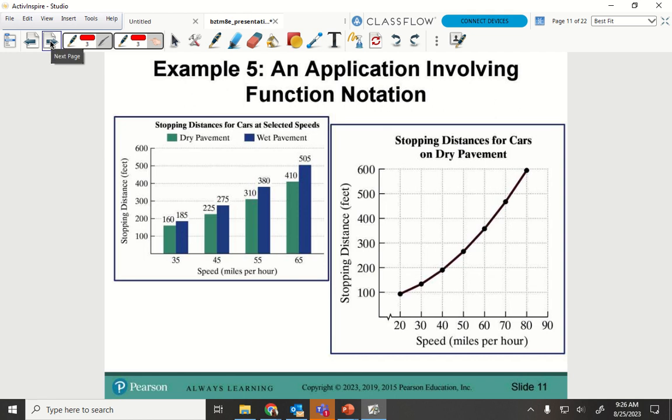Here we go. We got our two graphs. So here are my graphs. This is the data that we have for this. So at 35, we have dry and wet.